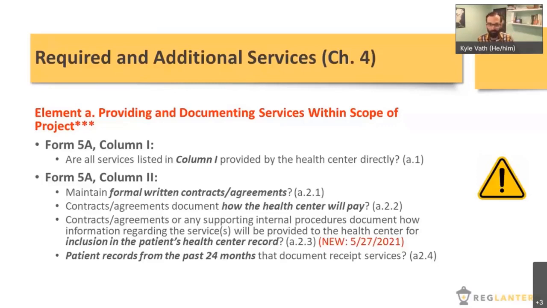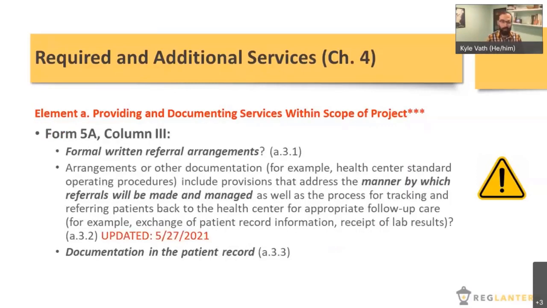All right, now we move on to column 3, formal written referral arrangements. Do you have formal written referral arrangements for everything in column 3? This is very similar to the column 2 question. Do you have an agreement for each service? So go down that list.